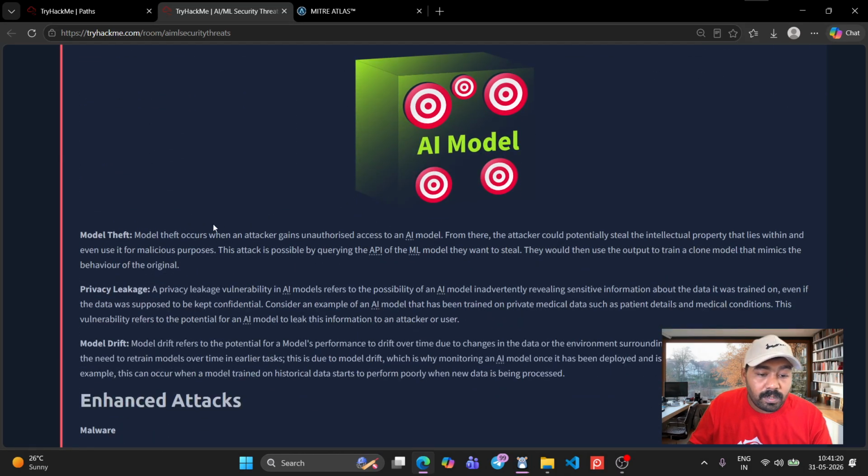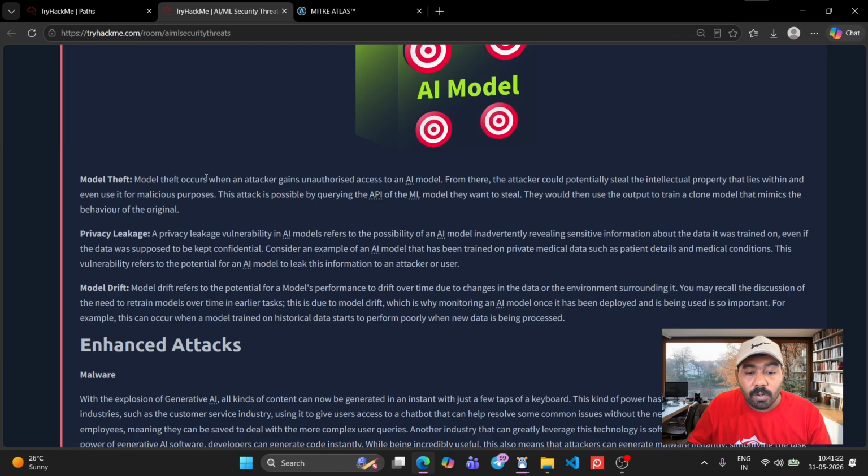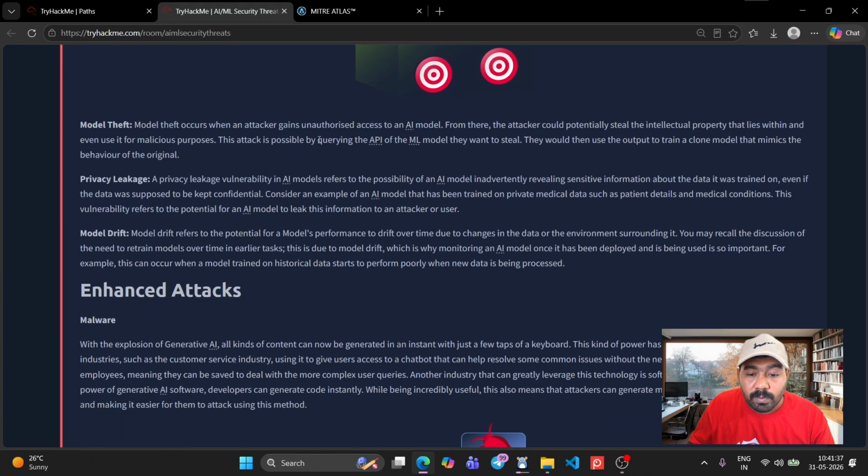Next one, model theft. Model theft occurs when an attacker gains unauthorized access to the AI model. From there, the attacker could potentially steal the intellectual property within it or even use it for malicious purposes. This attack is possible by querying the API of the ML model that they want to steal. They would then use the output to train a clone model that mimics the behavior of the original.